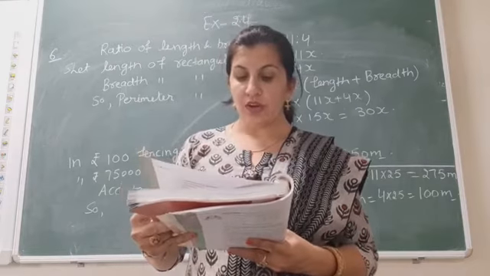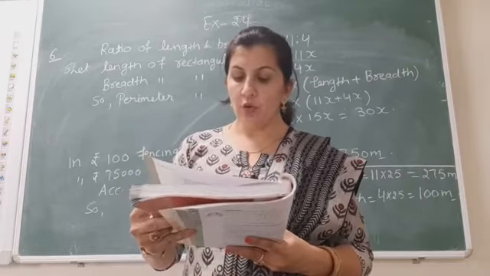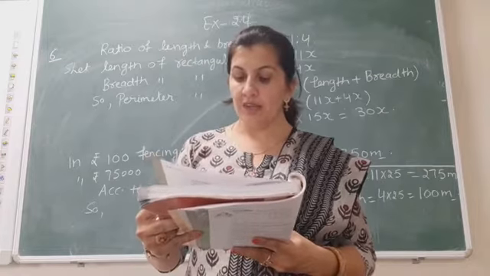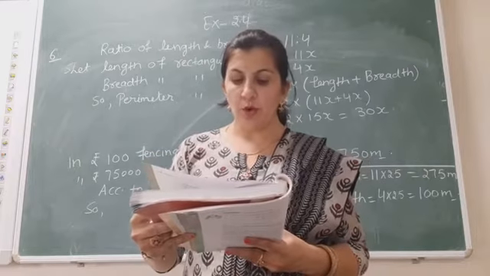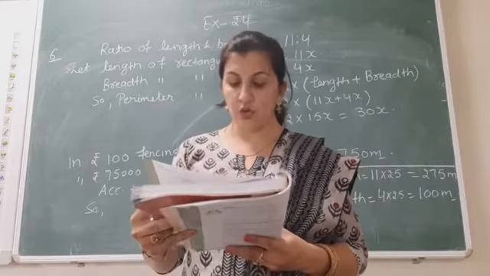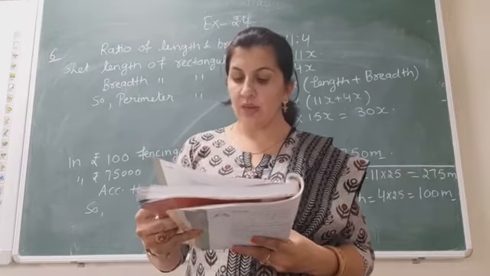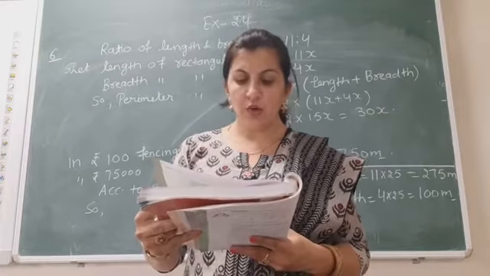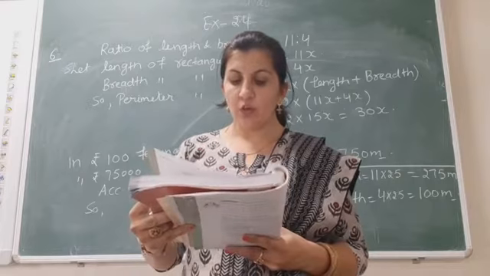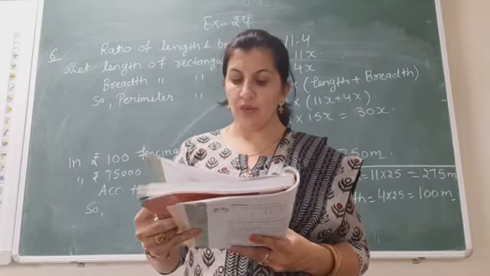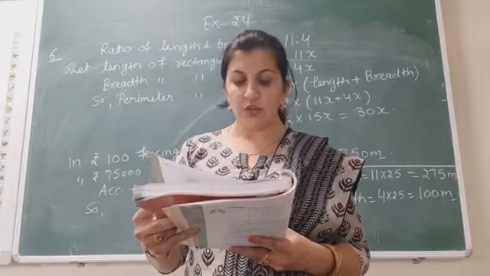There is a narrow rectangular plot reserved for a school in Mohali village. The length and breadth of the plot are in the ratio 11:4. At the rate rupees 100 per meter, it will cost the village panchayat rupees 75,000 to fence the plot. What are the dimensions of the plot?